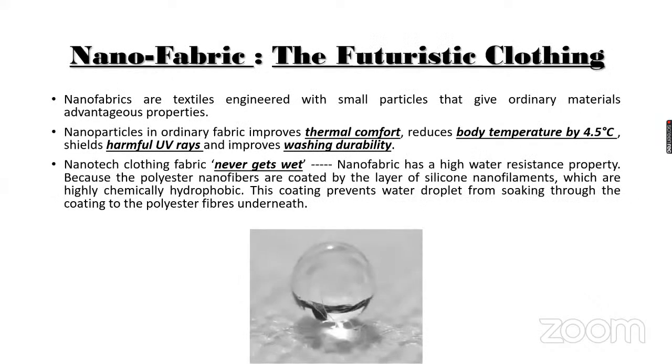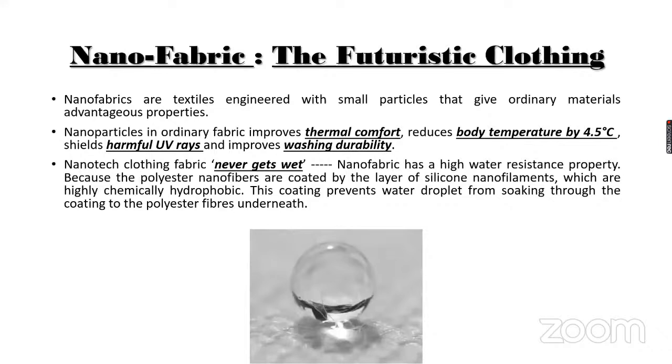So now we are coming to our futuristic clothing, the nanofabric. Nanofabrics are textiles engineered with small particles that give extraordinary, advantageous properties. As we know, nano-sized materials exhibit unique properties that affect physical, chemical, and biological behavior. Like this, nanofabric also has some unique characteristics. Nanoparticles in ordinary fabric improve thermal comfort, reduce body temperature by 4.5 degrees centigrade, shield harmful UV rays, and improve washing durability.